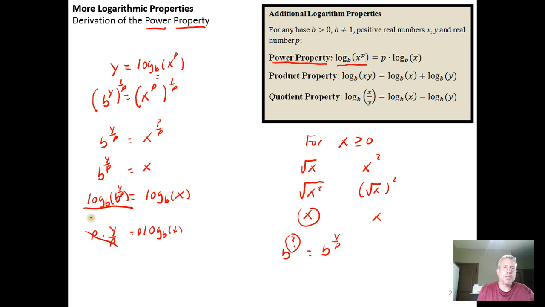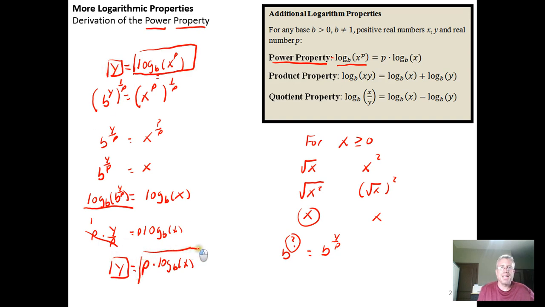p divided by p is 1. 1 times y is y. Y equals p times log base b of x. And if y, right here, is equal to log base b of x to the p, and y, the same y we started with, is also equal to p times log base b of x, then by transitivity, these two things must also be the same. In other words, log base b of x to the p must be the same thing as p times log base b of x, which establishes the power property.